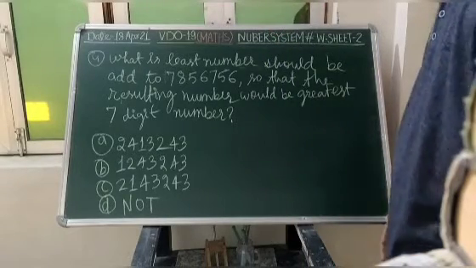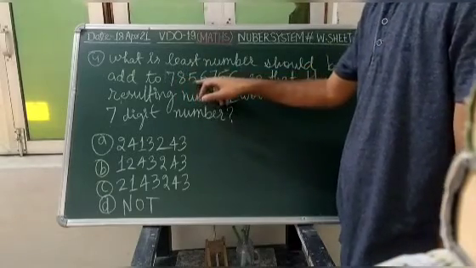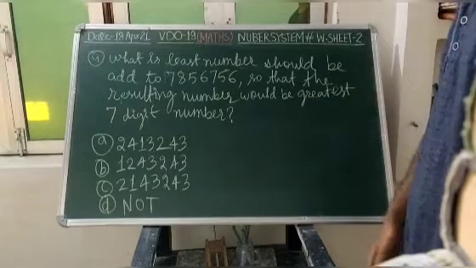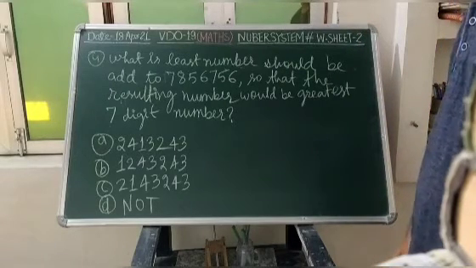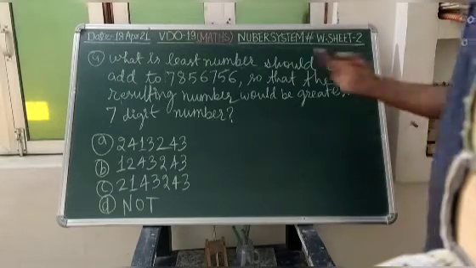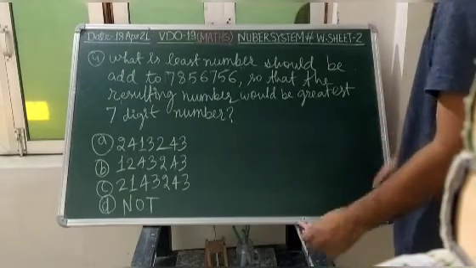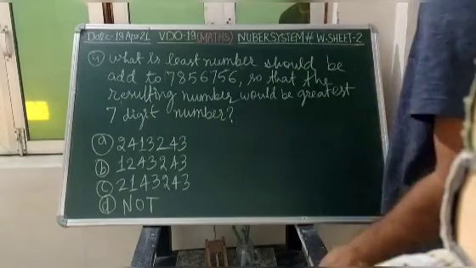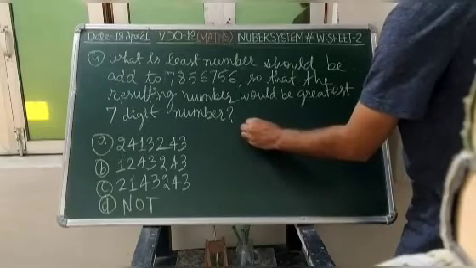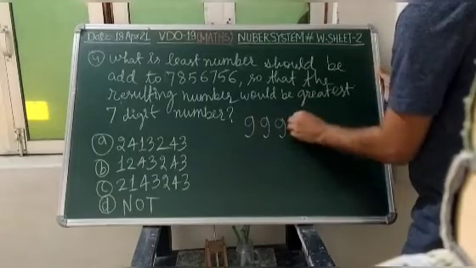What is the least number we should add to 7856 so that the resulting number would be the greatest 7-digit number? So what should we add to this so that the resulting number will become the greatest 7-digit number? For that, what will we do? We will do nothing. Write 9 seven times for the greatest 7-digit number.